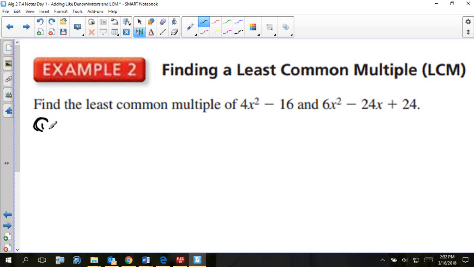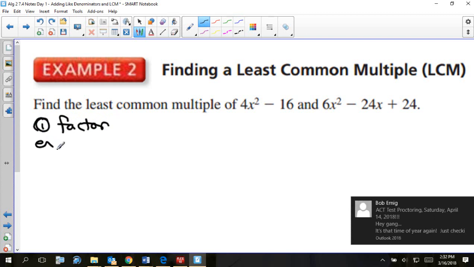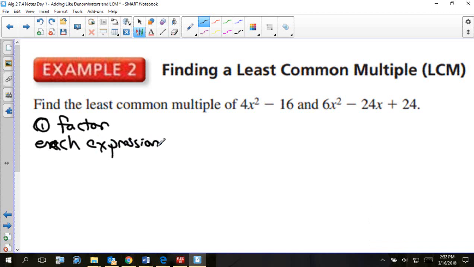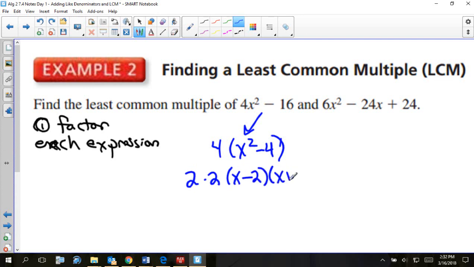Step 1. Factor each expression. My first expression is 4x squared minus 16. I need to factor that. It is a binomial. How do I factor binomials? Is there a GCF? So 4 multiplied by x squared minus 4. Does it factor further? It's a difference of squares. Also, 4 factors further. 2 times 2 times x minus 2 and x plus 2.